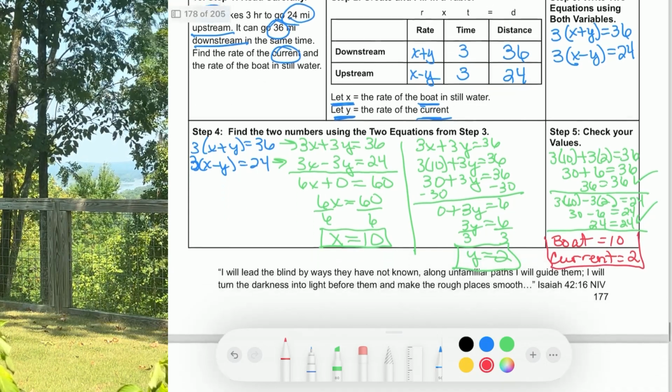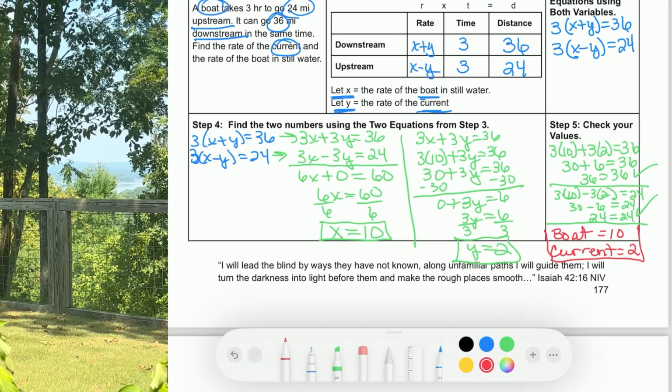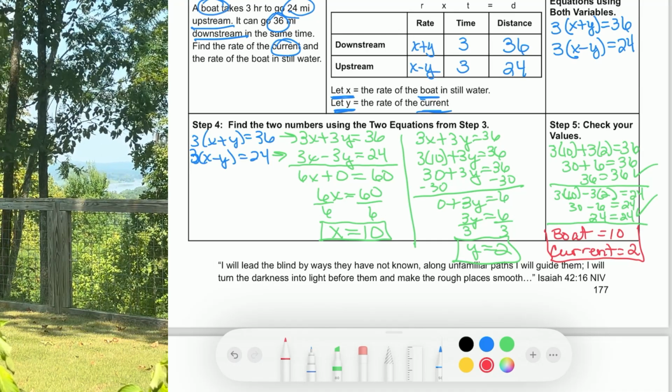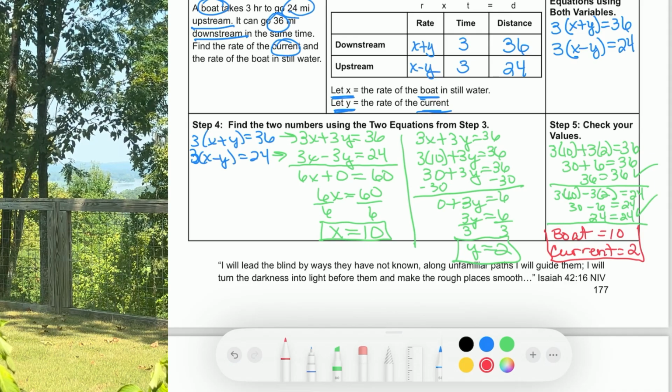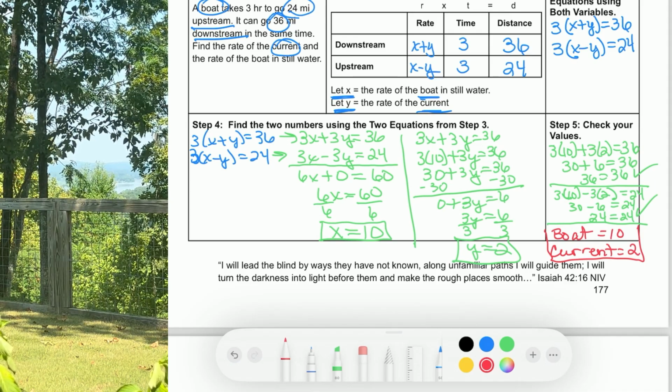Let's look at our Bible verse. I will lead the blind by ways they have not known. Along unfamiliar paths I will guide them. I will turn the darkness into light before them and make the rough places smooth.